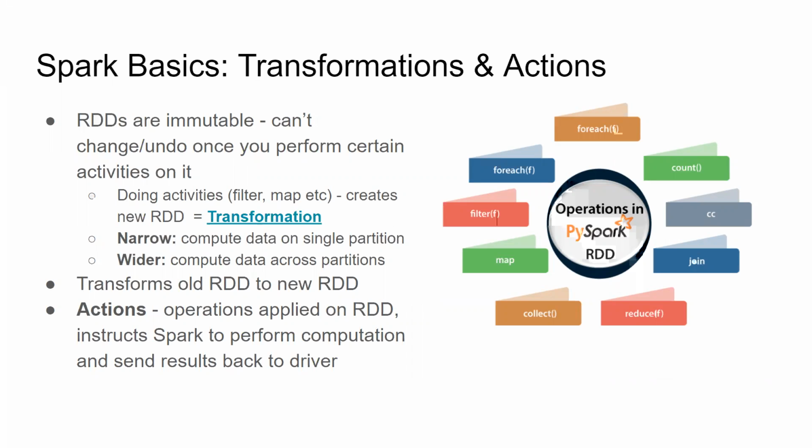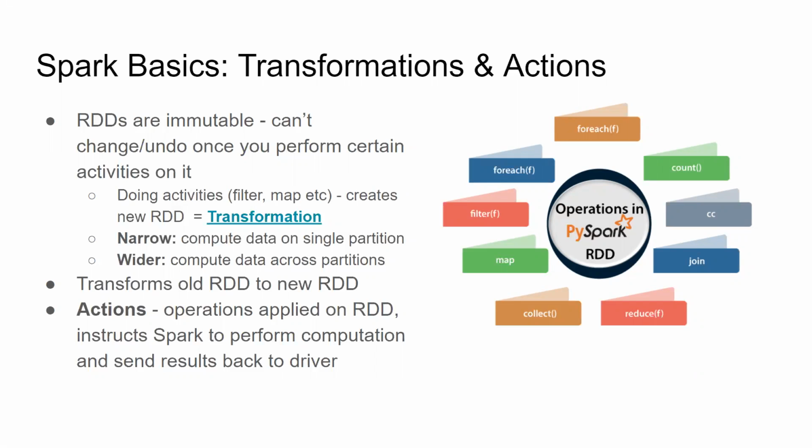Okay, before I get into what transformations and actions are, we need to understand that RDDs are immutable. You can't change or undo an RDD once you perform a certain action or activity on it. All right, so transformations: performing these activities on an RDD creates a new RDD. That basically transforms an old RDD into a new RDD. An example would be applying the filter or map activity on an RDD.